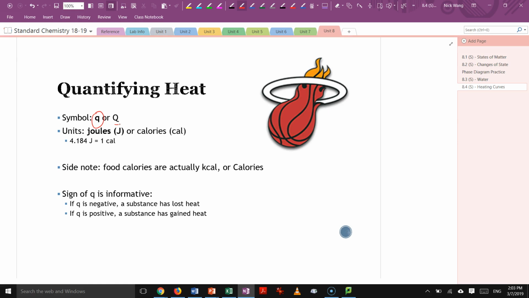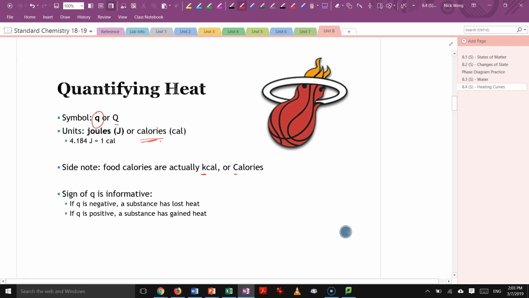You also notice that you have some comment here about how food calories are actually not the same calories that we have up here. Food calories, the ones you see on the back of nutrition labels, are actually kilocalories, often abbreviated with a capital C. So when you say this food item has 100 calories in it, really it's saying you have 100,000 of these calories in there.